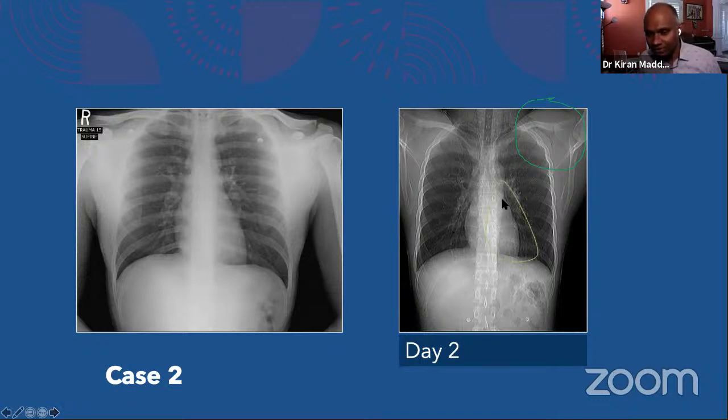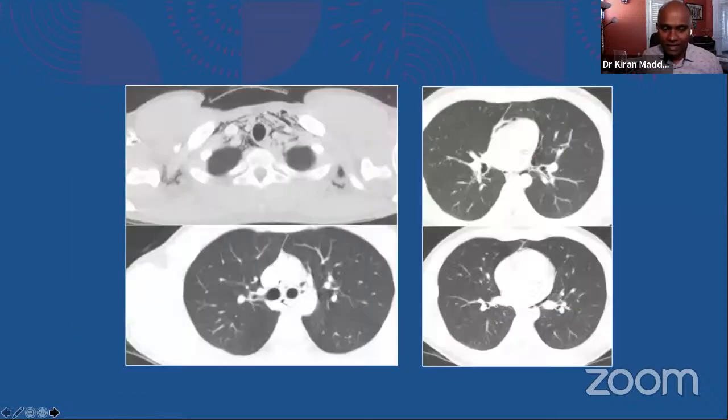Also you can see a tiny layer of gas along the mediastinum. This is called pneumomediastinum. These are the ones which need to be further evaluated. If somebody can see it, the superior soft tissues in the neck also have some gas. This is called soft tissue emphysema with pneumomediastinum, it needs a CT, and we did a CT. This is what we saw.